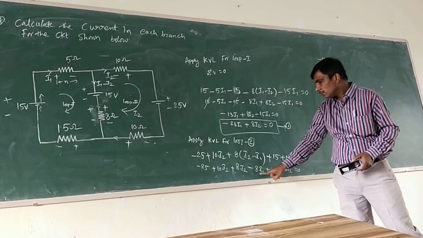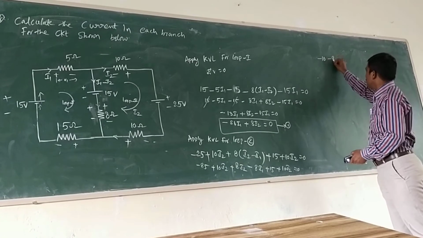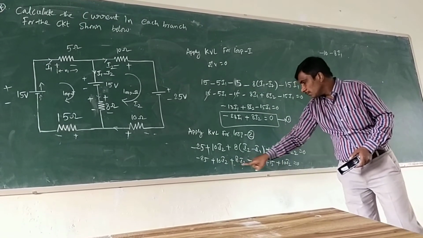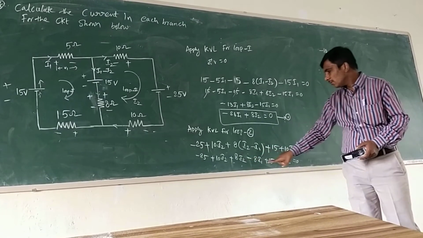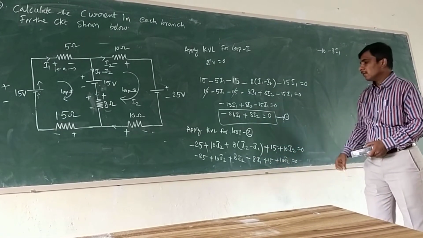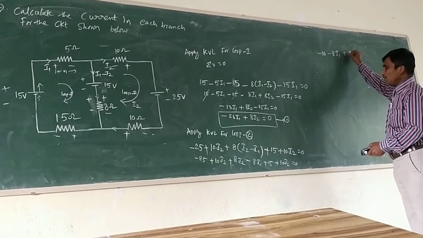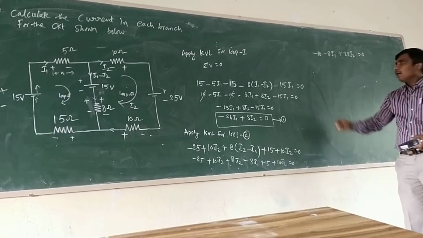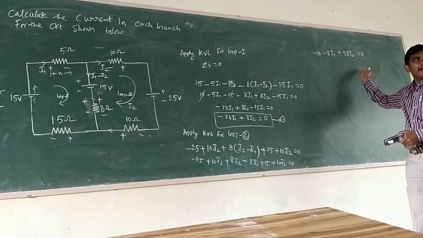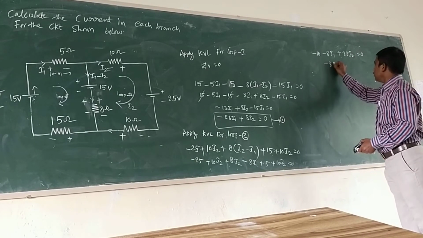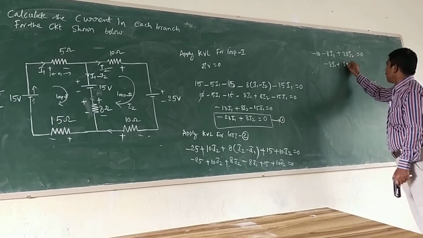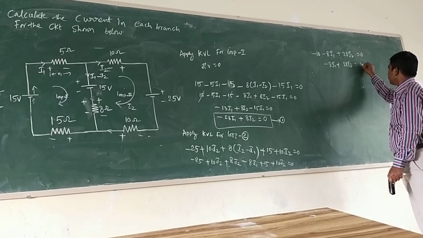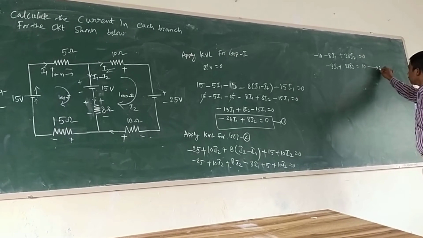Minus 8 I1, minus 8 I1, I2s are there. Then I2 plus 8 I2 plus 10 I2 is 28 I2 equal to 0. Okay. Now send the constant to the right hand side. Minus 8 I1 plus 28 I2 equal to plus 10. Write this as equation number 2.